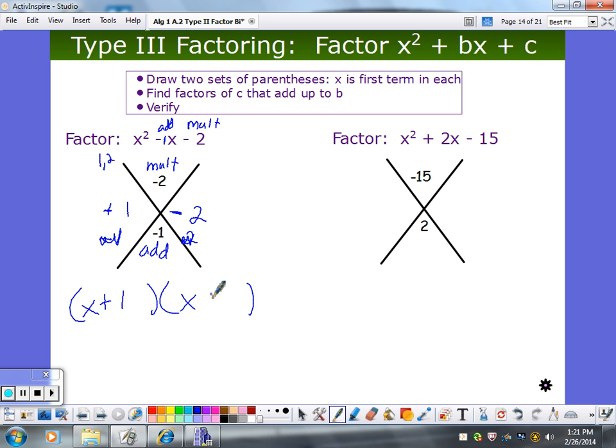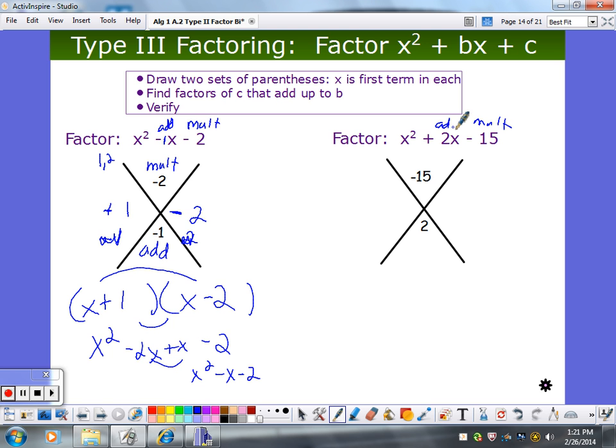There's the plus 1. There's the minus 2. Definitely verify these. Again, the most common mistake is you mix up signs. So there's your x squared minus 2x plus an x minus 2, x squared minus x minus 2. It matches.